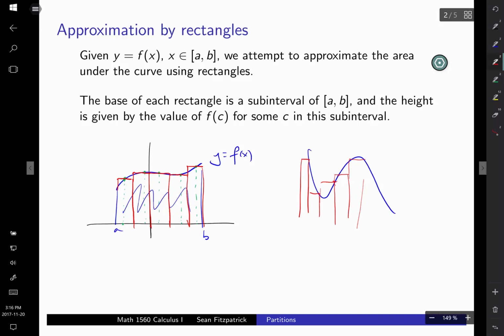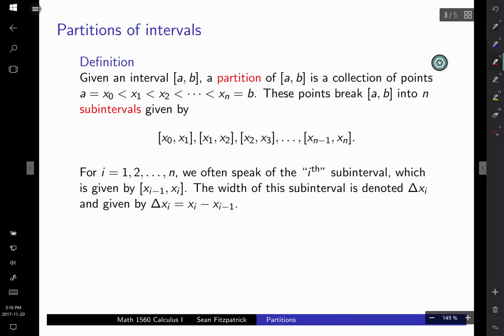So the first step in setting up these approximations is going to be to say precisely what we mean by dividing the original interval AB into subintervals. This division into subintervals is called a partition. So the way we do it, we start with our interval from A to B, and we choose a bunch of points between A and B, right? So our interval looks like this. Here's A, here's B, and we just start choosing points, x1, x2, x3, and so on.